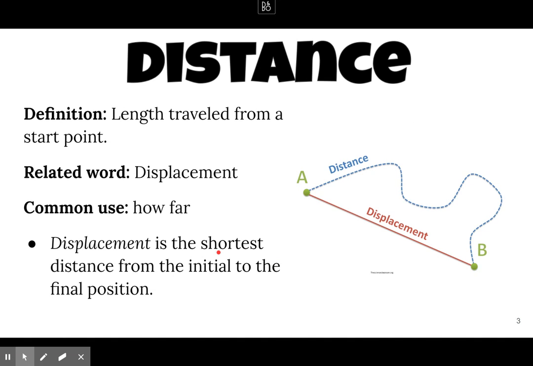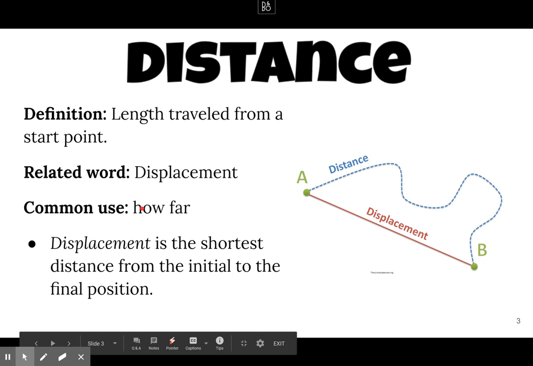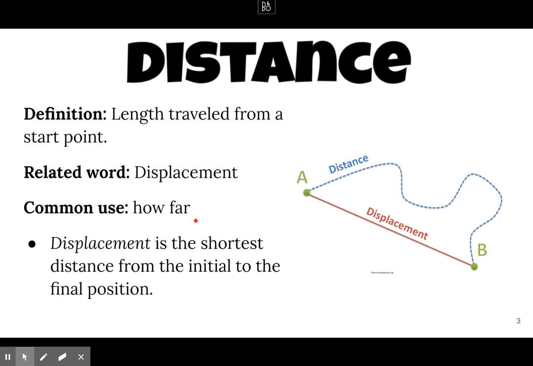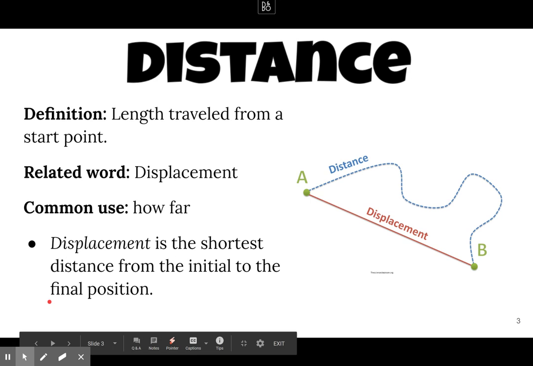Our second vocabulary word is distance, and distance is defined as the length traveled from a start point. A related word is displacement, and the common use for distance is how far. Now, another thing I want you to make note of in your notes is that displacement is the shortest distance from the initial to the final position.